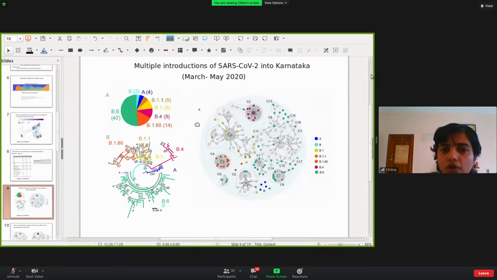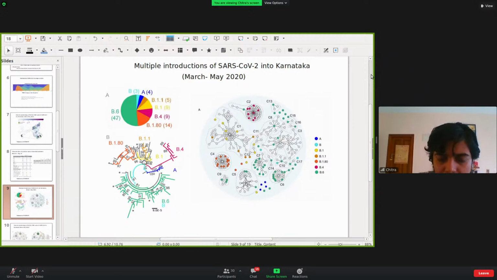So we got 7 lineages of SARS-CoV-2 from our sequencing, about 101 cases. And most of them were B.6. This is not surprising because it is clear now that B.6 was the dominant lineage at that time. And there was a super spreader event associated with that as well. And all of these were the other lineages in Karnataka. Many of them, the introductions were international travel, known history of international travel, and so on. So basically, there were multiple introductions of SARS-CoV-2 into Karnataka.